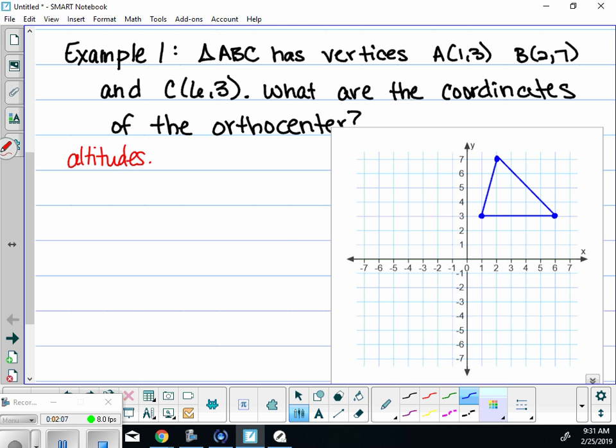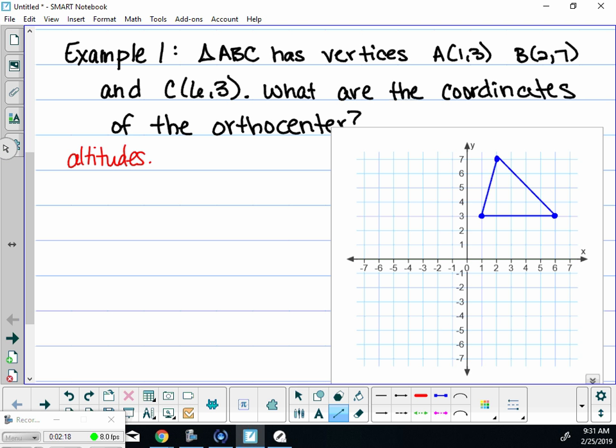So if I go from the top vertex there, since the bottom of the triangle is horizontal, we're going to have a vertical line that's perpendicular to that, right? So we go from the top vertex perpendicular to the opposite side.